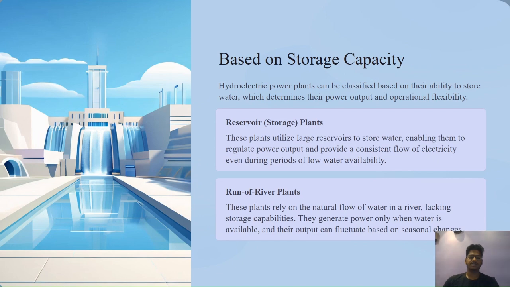So, based on the storage capacity, hydroelectric power plants can be classified based on their ability to store water, which determines their power output and operational flexibility. Reservoir storage plant. These plants utilize large reservoirs to store water, enabling them to regulate power output and provide a consistent flow of electricity even during periods of low water availability. Run-off river plants. These plants rely on the natural flow of water in a river, lacking storage capabilities. They generate power only when water is available and their output can fluctuate based on seasonal changes.